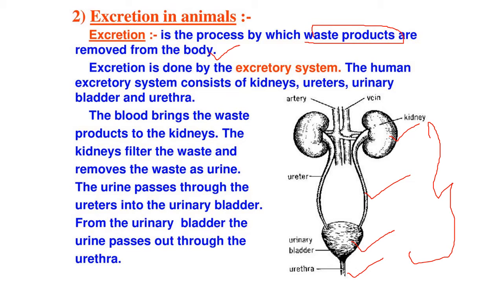And how does it happen? This is the vein and this is the artery, the blood vessels which carry the blood. So with the help of this artery and vein, the blood enters this kidney. These are the two kidneys. So the blood enters the kidney, and inside this kidney the filtration process occurs, and the waste product is collected through this ureter. The waste product through the ureter passes to the urinary bladder, and once the bladder is filled, it is passed out of our body with the help of the urethra.